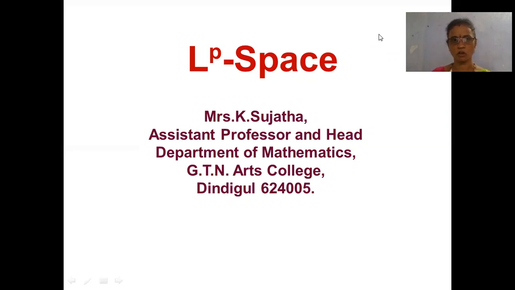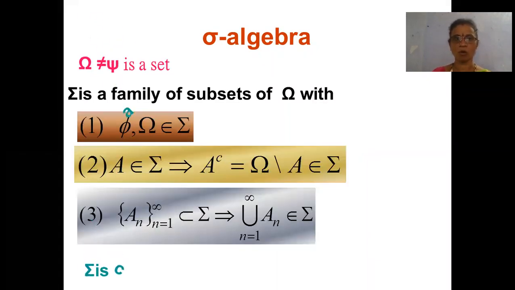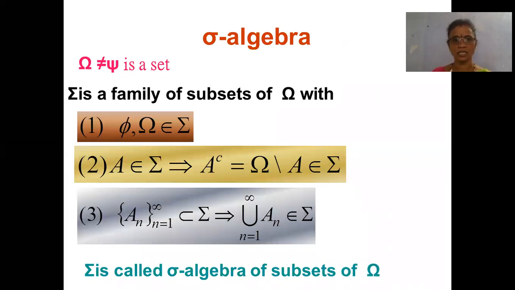Today we are going to discuss L^p space. Sigma algebra. What is sigma algebra? Omega not equal to empty set is a set. Sigma is a family of subsets of omega with first, empty set and omega belong to sigma. Second, A belongs to sigma implies A complement, equal to omega minus A, belongs to sigma. Third, a sequence A_n, n equal to 1 to infinity, a subset of sigma, implies the union over n equal to 1 to infinity of A_n belongs to sigma. Here sigma is called a sigma algebra of subsets of omega.